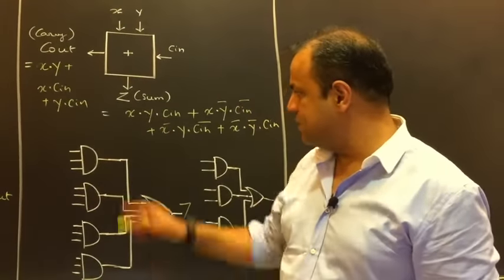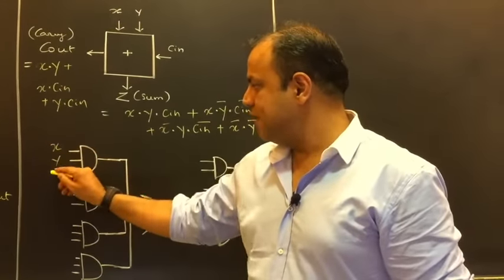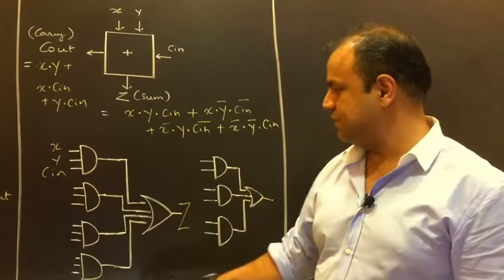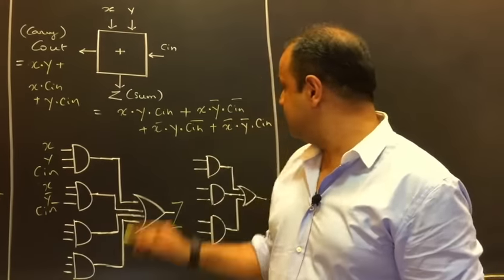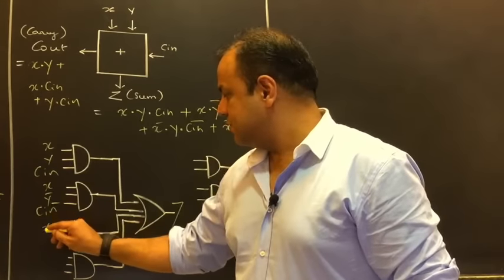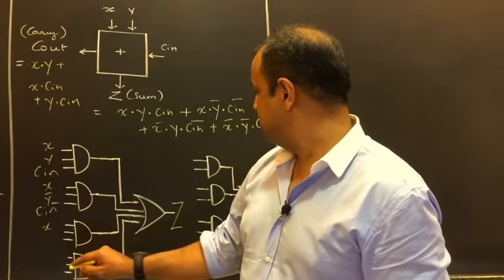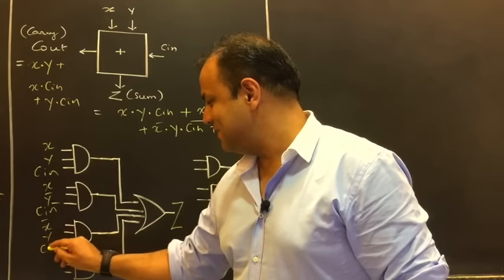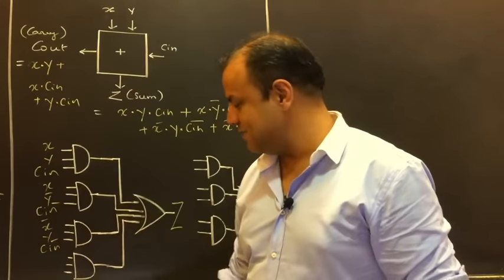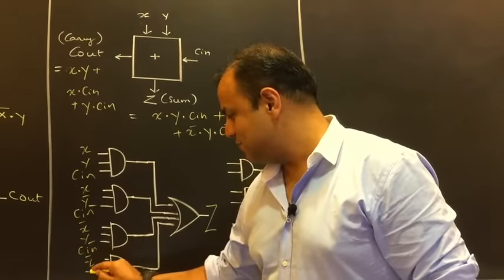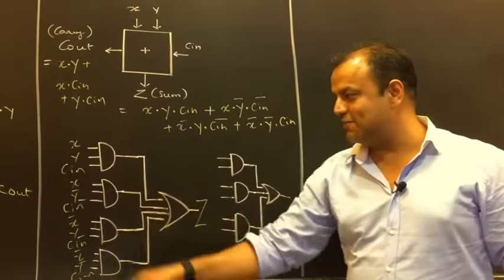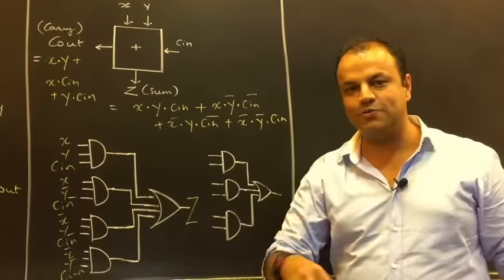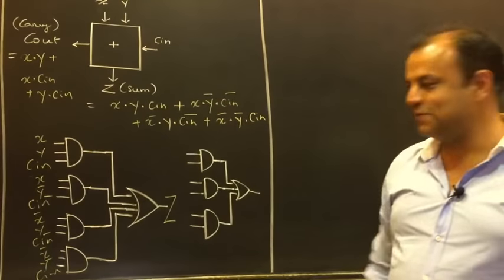Now what is happening over here? X, Y, Cin. That's your first case. X, Y bar, Cin bar. Second case. X bar, Y, Cin bar. Third case, last case, X bar, Y bar, Cin. Please tell me, did you understand? Either all the three are 1 or any one of them is 1, provided the other two are 0. Are you clear? That produces your sum.